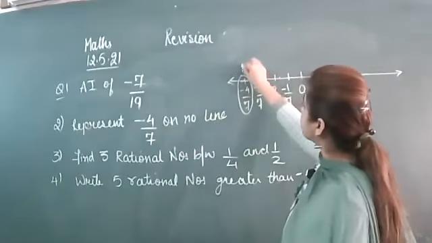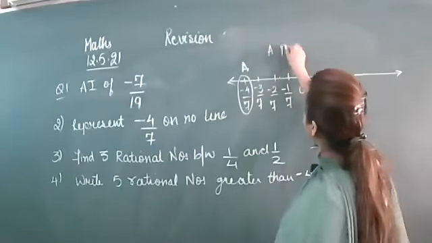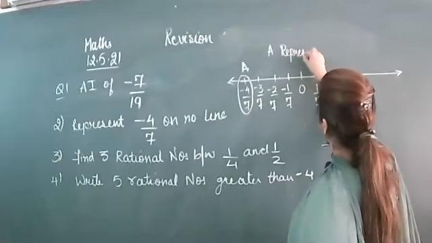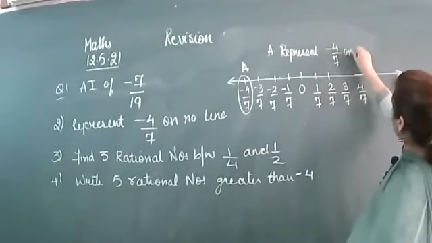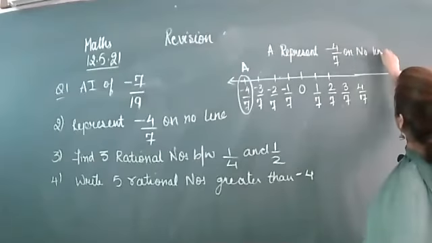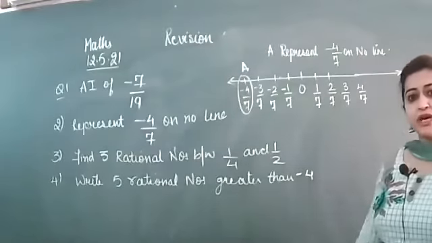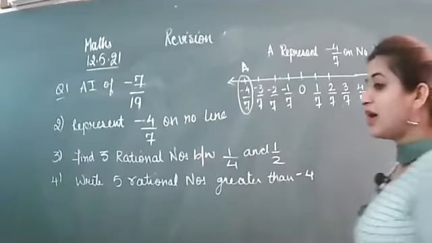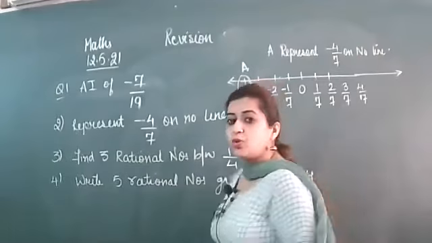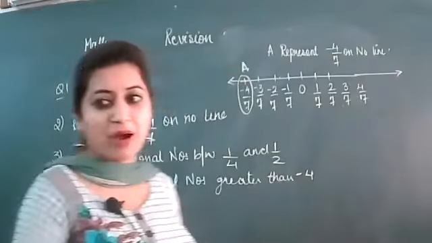You please circle it. You can name it A. A represents minus 4 by 7 on number line. Is it okay? This is how you will represent this question. You please write the answer in a proper manner so that there will be no deduction of marks.